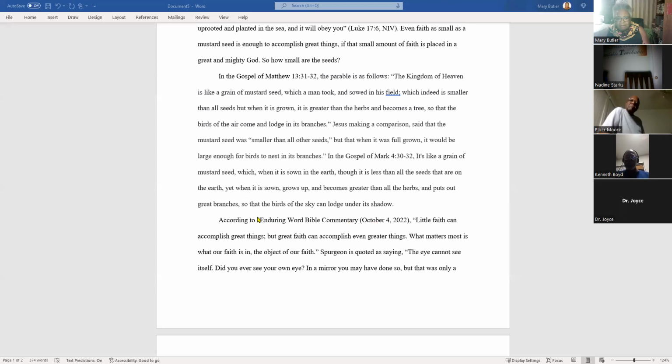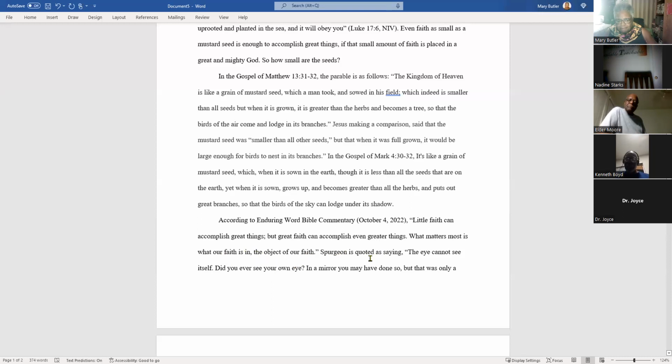And I don't need that little, wait a minute. I don't need that little there. Let me take that off. Enduring Word Commentary. And then I'm going to quote what they said. Little faith can accomplish great things, but great faith can accomplish even greater things. What matters most is what faith is in us. The object of our faith. What is your faith in?